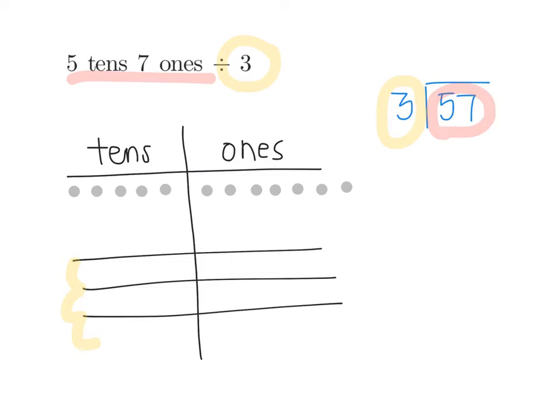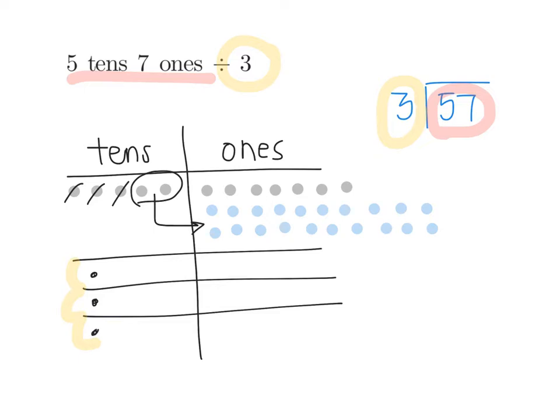Okay, so back to our place value chart. I have 5 tens and I want to share them equally into 3 groups. So I can put 1 into each group. Now I have 1 ten in each group. I'm left with 2 tens, and that's not enough to put 1 into each group. So let me regroup it. I know that the 2 tens can become 20 ones.